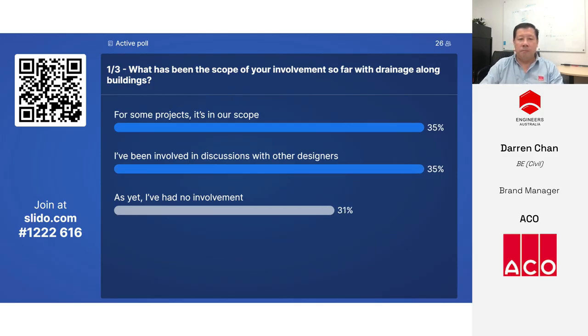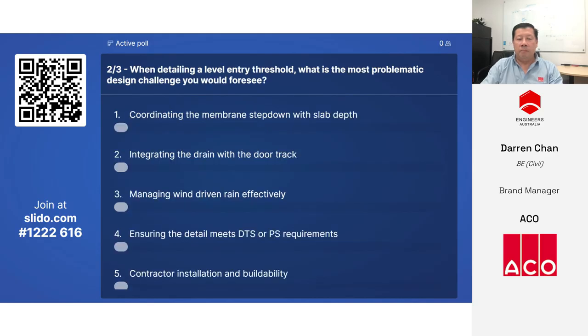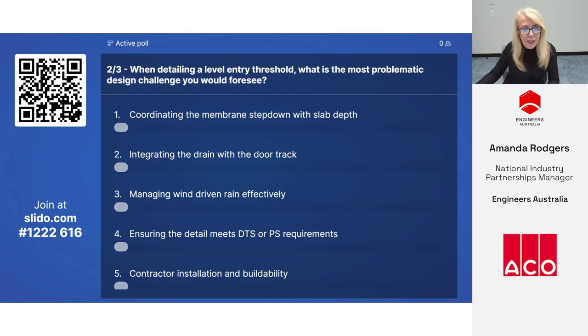What is the most problematic design challenge you would foresee? 1, coordinating the membrane step down with slab depth. 2, integrating the drain with the door track. 3, managing wind-driven rain effectively. 4, ensuring the detail meets DTS or PS requirements. 5, contractor installation and buildability. Thank you, and please vote.